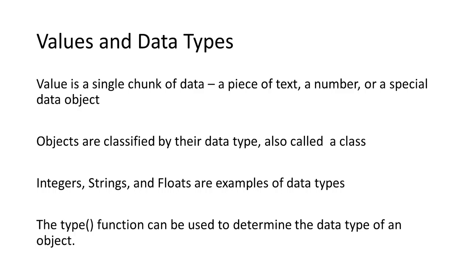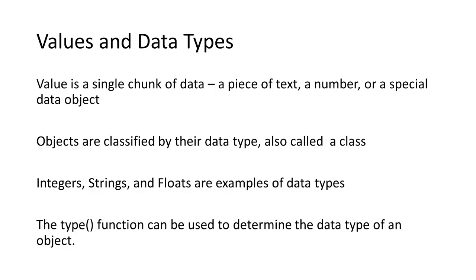Information in Python can be broken down into a number of different classifications. The simplest of these is a value. A value represents a single chunk of data, a piece of text, a number, or a special data object. Every piece of data in Python is considered to be an object. Objects are classified by their data type, which is also called a class. Some examples might be integers, strings of text, and floats, floating point numbers.